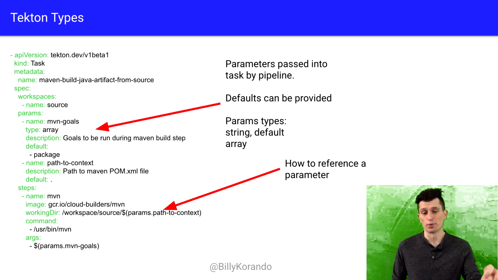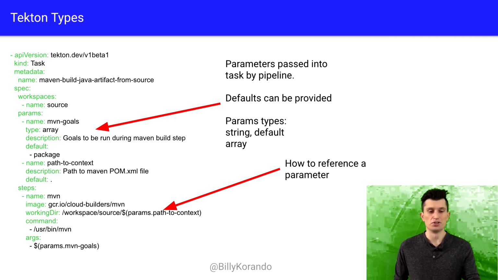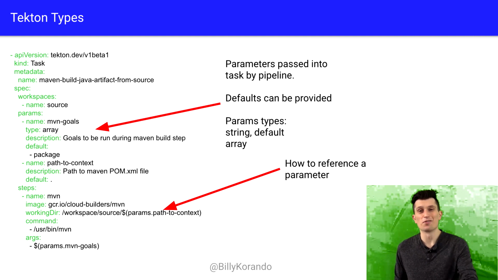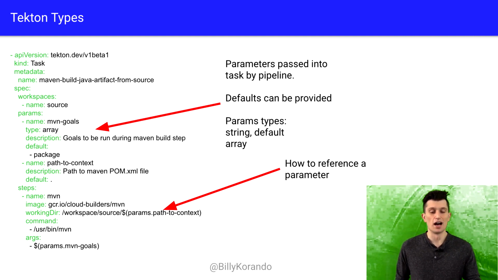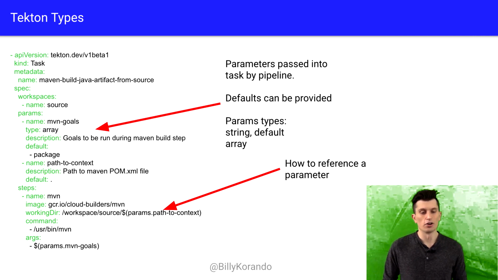Also, like with workspaces, we have the params Maven goals. And you can see I'm referencing in the work directory params.path to context. So if I was going to do Maven goals in there for some reason, which wouldn't make sense, I would do params.maven-goal, where that second arrow is pointing.